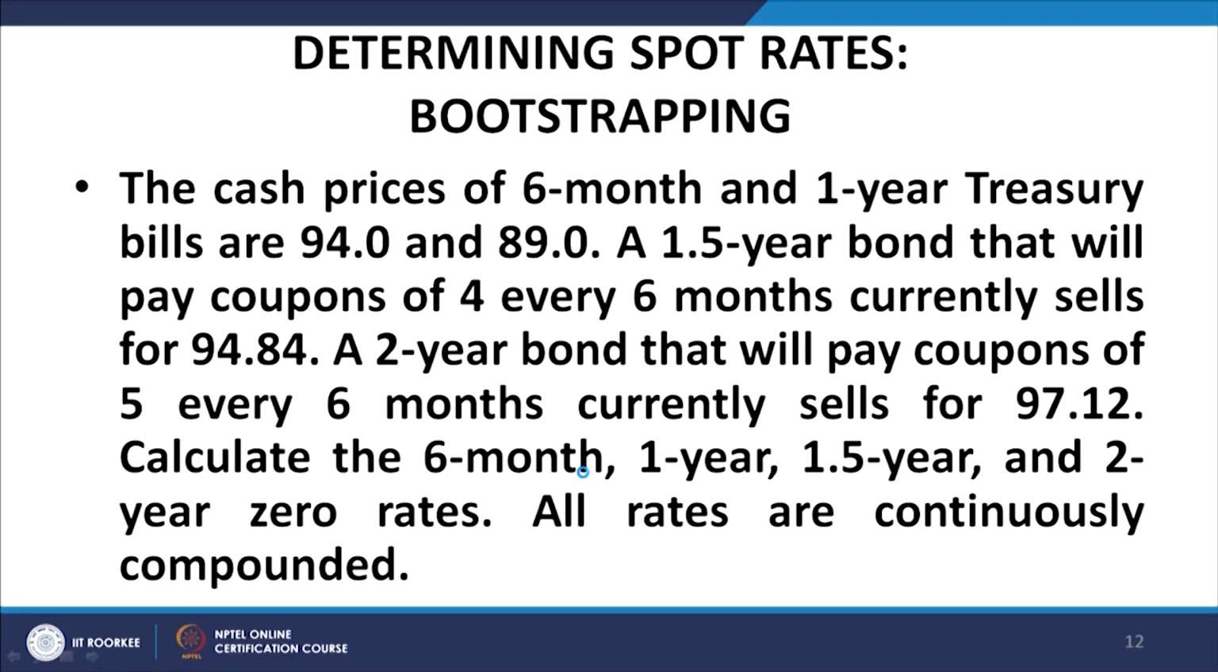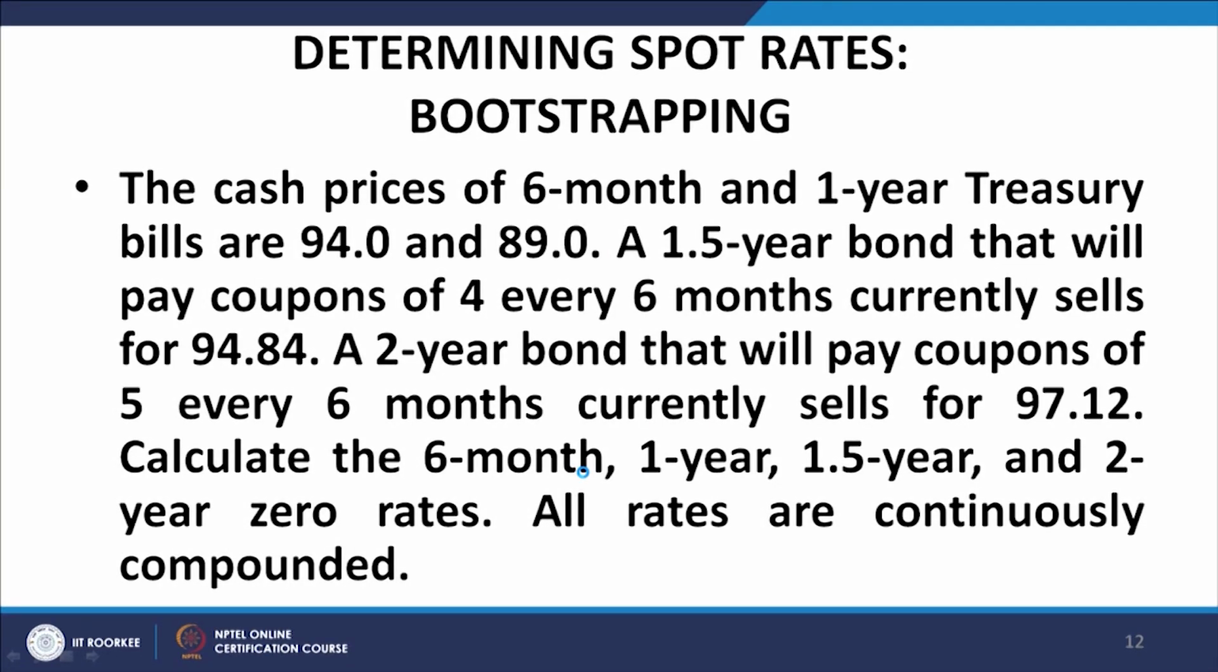A 1.5 year bond, again face value 100, that will pay coupons of 4 units every 6 months currently sells at 94.84, and a 2-year bond, again face value 100, that will pay coupons of 5 every 6 months currently sells for 97.12. We have to calculate the various spot rates.